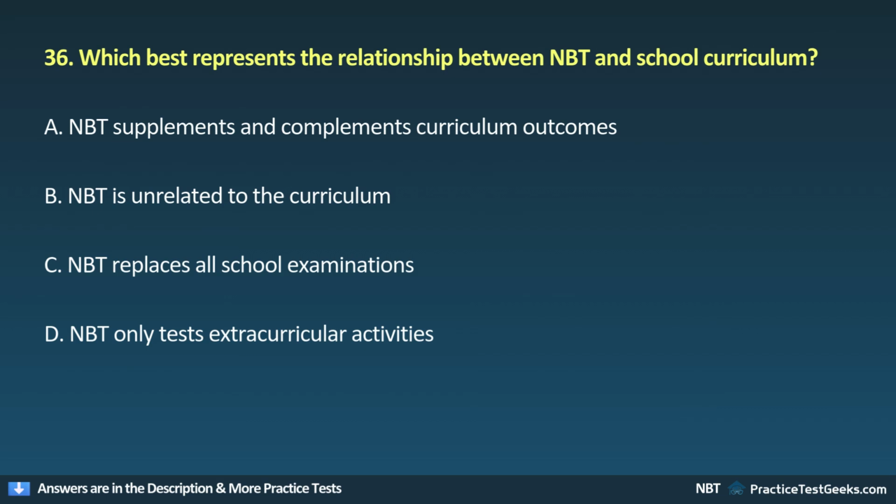36. Which best represents the relationship between NBT and school curriculum? A. NBT supplements and complements curriculum outcomes. B. NBT is unrelated to the curriculum. C. NBT replaces all school examinations. D. NBT only tests extracurricular activities.